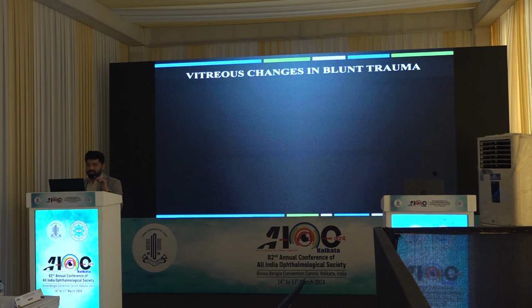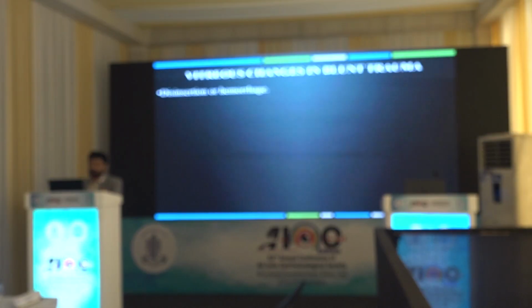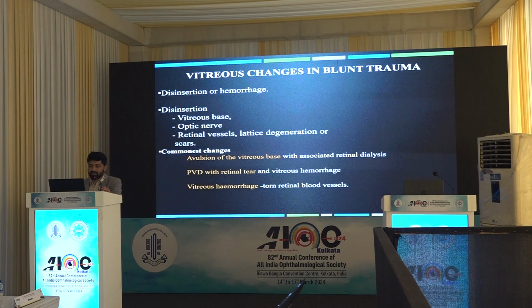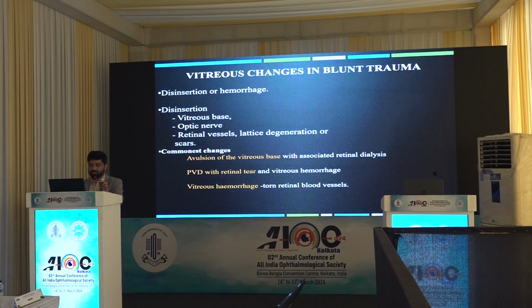So coming to the vitreous changes in blunt trauma, which is the commonest cause for referral to a vitreoretinal department, it could be disinsertion or hemorrhage. Disinsertion can happen because of the vitreous base avulsion or at the optic nerve or along the retinal blood vessels. The commonest changes are avulsion of the base of the vitreous with or without dialysis, PVD with retinal tear, or a vitreous hemorrhage.